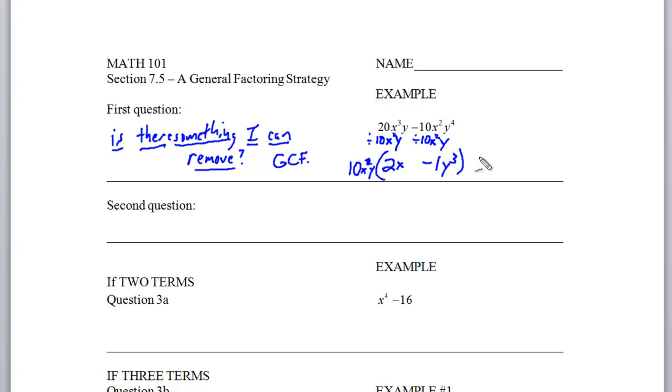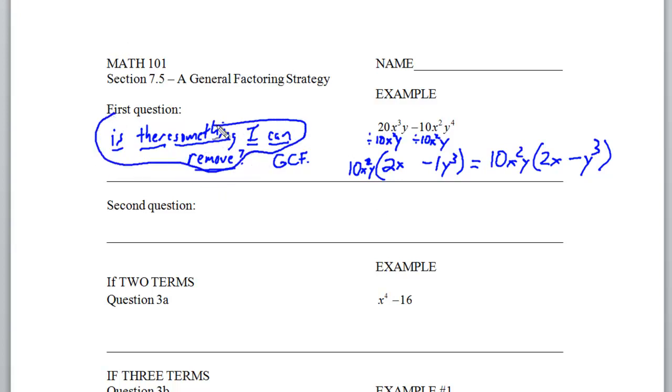So my final answer is going to be, and I want to rewrite it because of this negative 1 here, 10x squared y, what they both had in common, and then in parentheses we have 2x minus y cubed. And you should ask this question before you do any problem. Is there something I can remove? And I'll be doing that for every problem that we do here today, just to make sure that we make the problem as easy on us as possible.